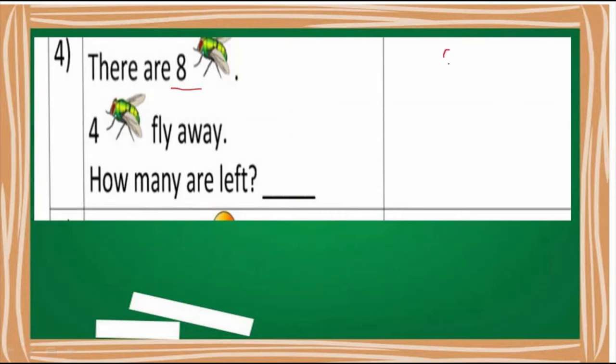In this sum, we have 8 honeybees. Okay? Out of that, 4 honeybees fly away. So, as we are doing subtraction, we have to make the subtraction sign first and write 4 just below the number 8. And now see how many honeybees are remaining. By subtracting 4 from 8, we get 4. So, we can say that 4 honeybees are left. Okay? So, this is how we can solve problem sums.